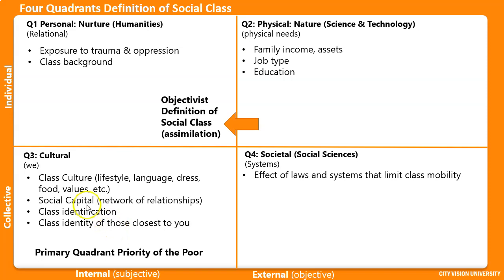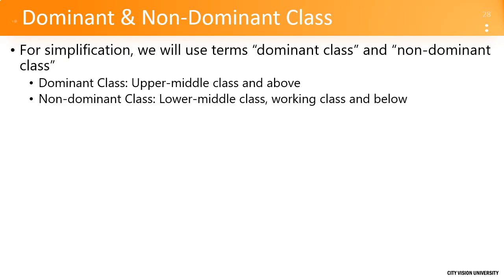So let me talk about the dominant and non-dominant class. So for simplification, we'll use the term dominant class and non-dominant class. So the dominant class is upper middle class and above. And I'm not going to get into all the definitions of that right now. But that's going to be a combination of all those factors you saw. And I realize it's hard to get pinned down on very clear answers. And that's part of the problem with social classes. It's not easily clearly defined. So non-dominant class is what I would say is lower middle class, the working class, and below.